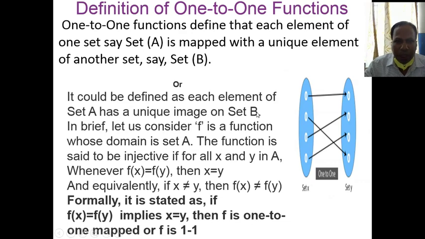That means a function will be one-one if distinct elements have distinct images, and this is the working rule for proving a function one-one. To prove a function one-one, we choose any two arbitrary elements x and y belonging to the domain. Assuming that their images, that is f(x) and f(y), are equal, if we can prove that x is equal to y, then the function is one-one.